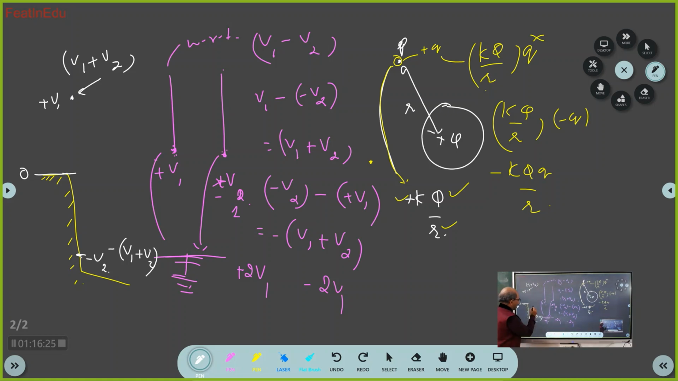Now I will take a battery. I will keep the battery potential like this. So this is that positive potential. This is that negative potential. This is similar to this point. This is similar to this point. Got it? Yes, sir. So the potential of this with respect to this will be V1 plus V2. Okay?